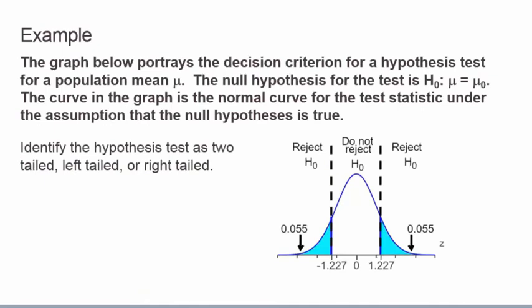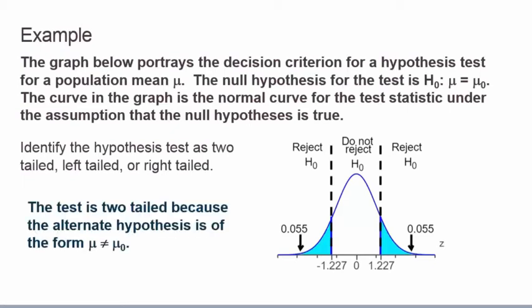Continuing our example, identify the hypothesis test as two-tailed, left-tailed, or right-tailed. Since we have an area shaded to the left of a z-score and to the right of a z-score, the test is two-tailed because the alternate hypothesis is of the form mu does not equal mu sub 0.